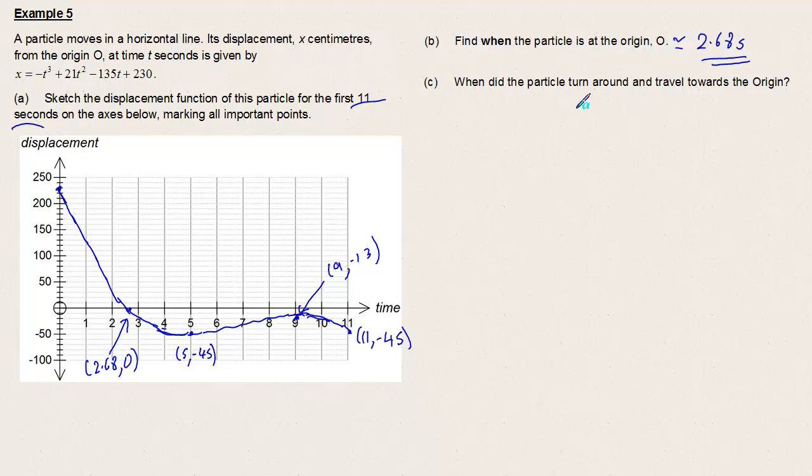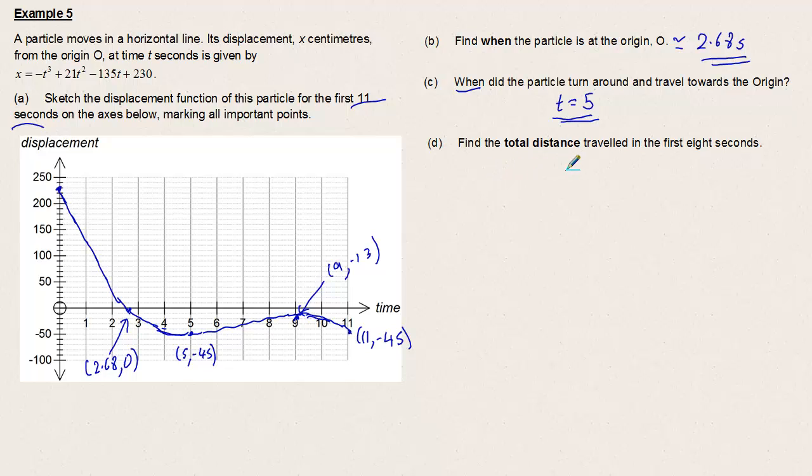When did the particle turn around and travel towards the origin? Well, this is a turning point. It was travelling away, and then at the turning point it started to travel back towards the origin. We can see that because it's travelling towards the t-axis here. So that's when t equals 5. It does say when, so we want time.